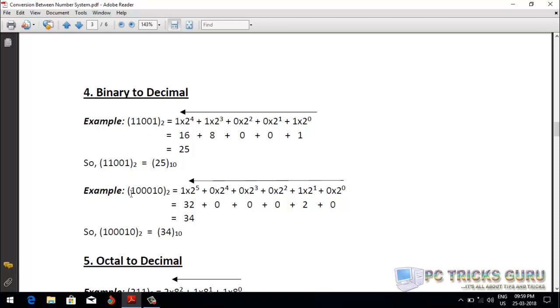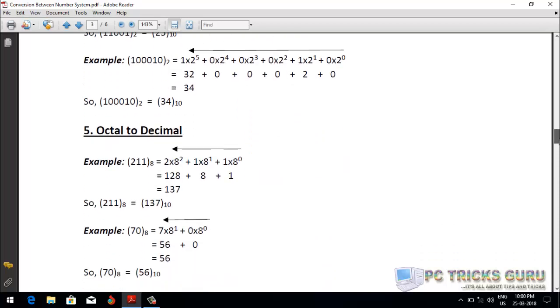Again, one more example is here, 100010. Write it from right to left, 010001 here, and then follow the same thing. 0 multiplied by 2 to the power 0 plus 1 multiplied by 2 to the power 1, then 2 to the power 2, 3, 4. The series follows here, and then solve the whole equation and you get 34. So the decimal equivalent for binary 100010 is equal to 34 base 10.